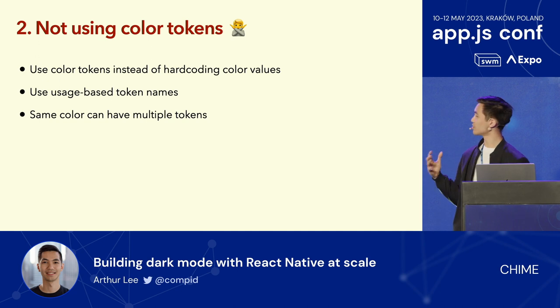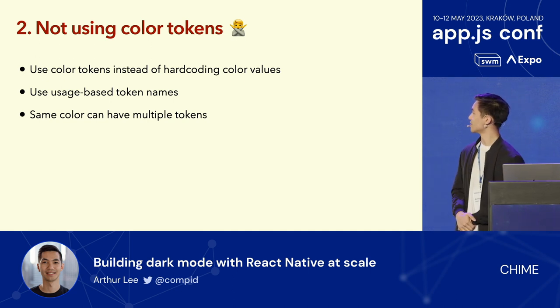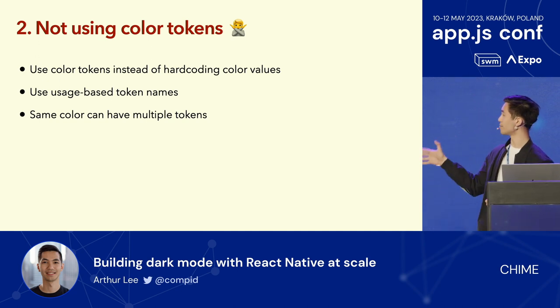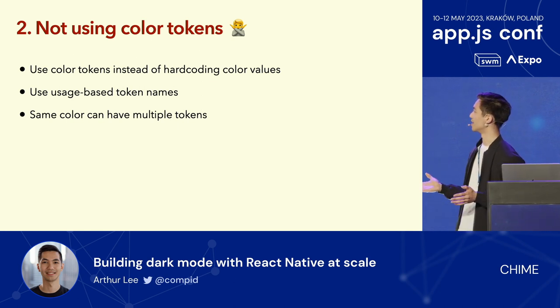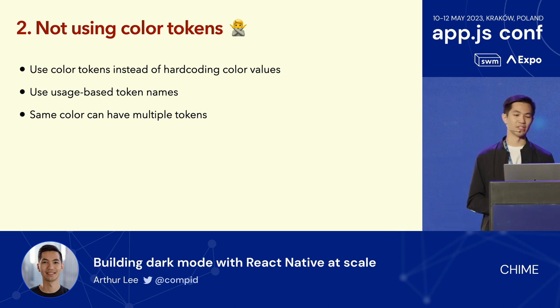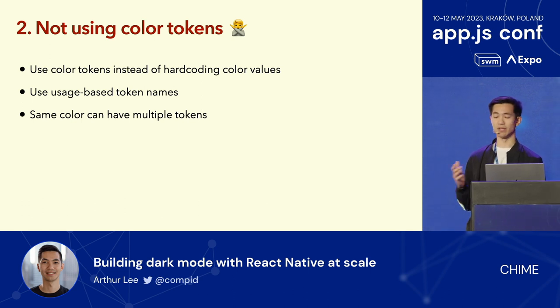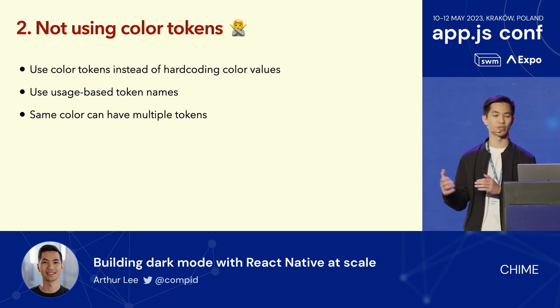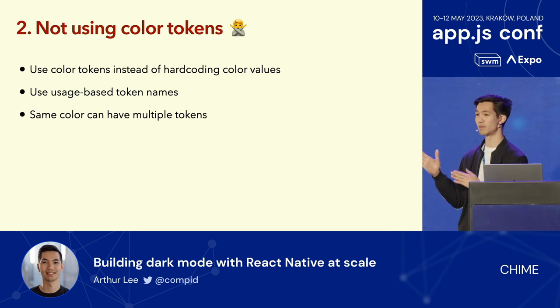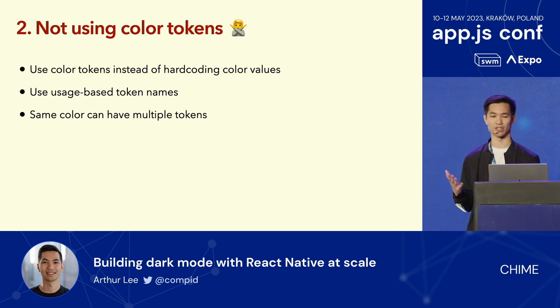There's a few perks about doing this. One of them is that the same color can have multiple tokens. Now, you might be thinking, why would I even want that? There are two main reasons. One is maybe a border shares the same color as some text, but maybe in the future, with the redesign, you might want to change them into different colors depending on what the new design looks like.